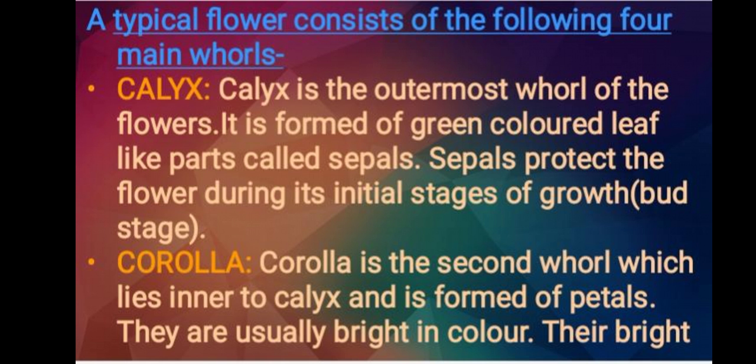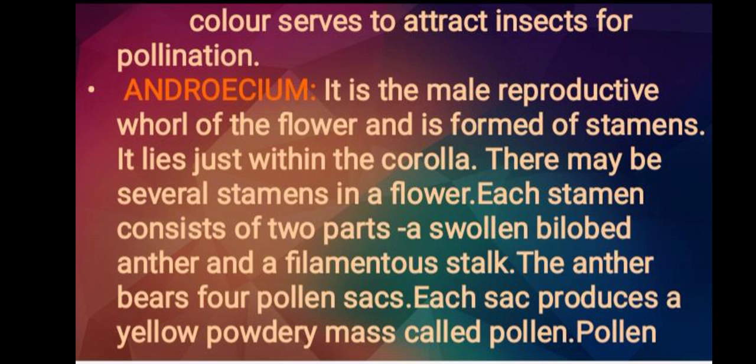Corolla. Corolla is the second whorl, which lies inner to the calyx and is formed of petals. They are usually bright in color. Their bright color serves to attract insects for pollination. About pollination, we will talk later on.